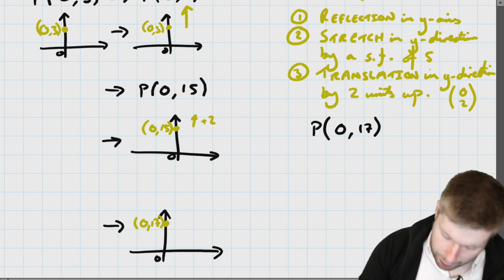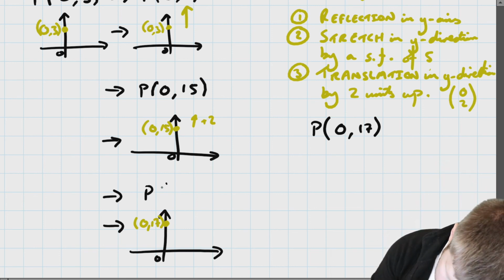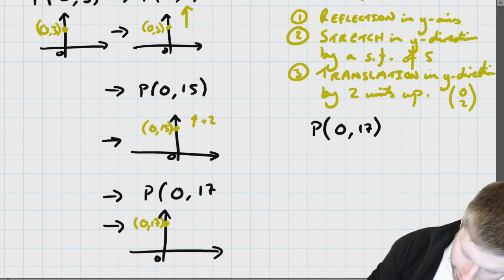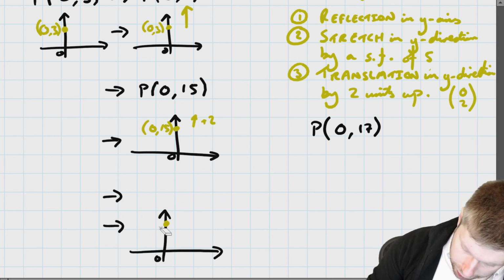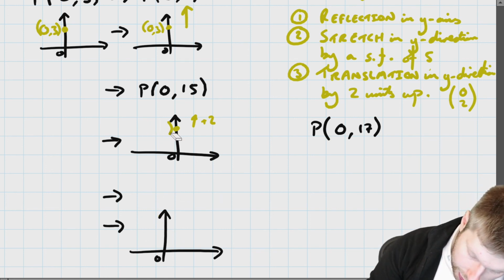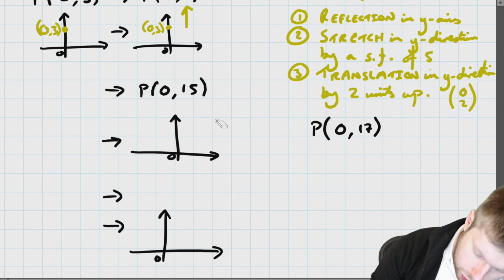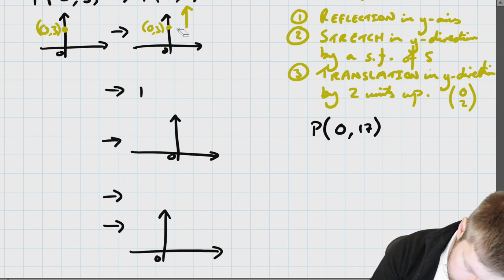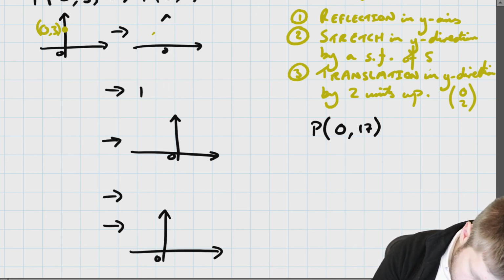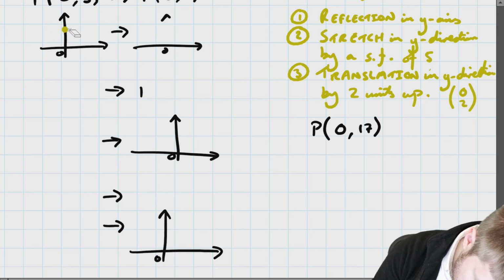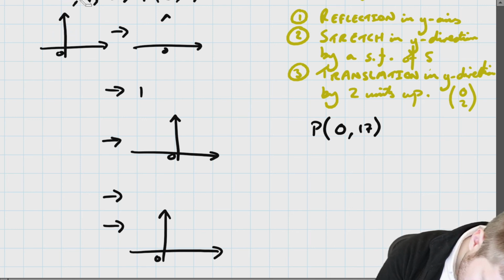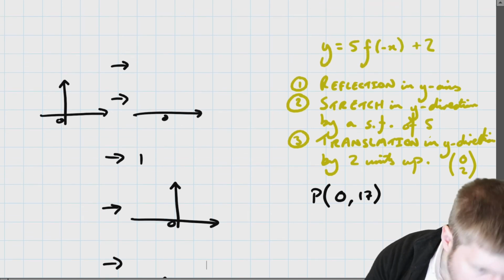Now let's go back. So P is going to end up at 0, 17. Now let's go back, and I'm going to erase these graphs. I'm going to erase all these points and these graphs here, and I'm going to go and see what happens to Q. So let's get rid of that one, let's get rid of that one as well, and let's get rid of the original P on there as well. Okay, cool. So let's see what happens to Q now.